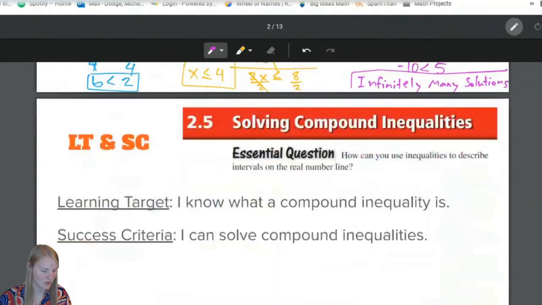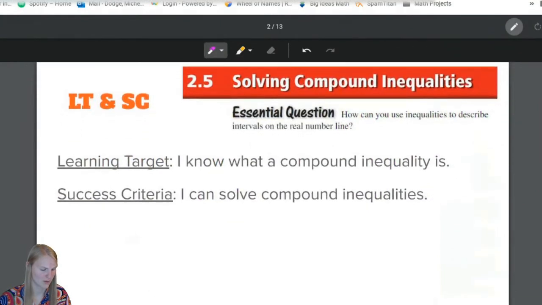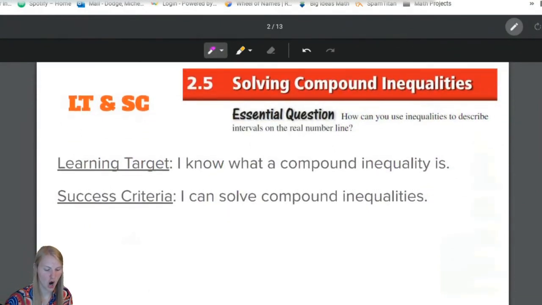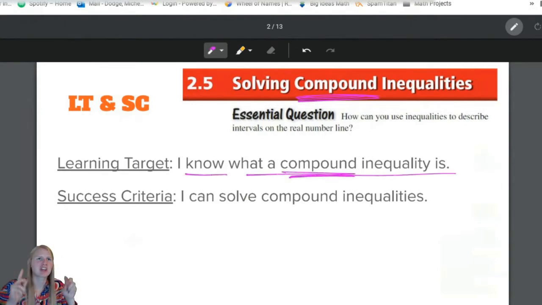Now, let's see what we're doing today. Solving compound inequalities. So, our learning target is that you know what a compound inequality is. We know what an inequality is, but compound? And the success criteria is that you can solve a compound inequality. So we need to know what they are, and we need to be able to solve them.